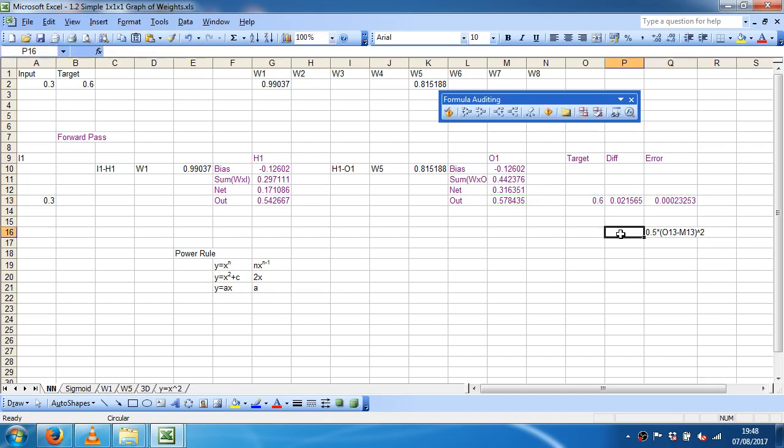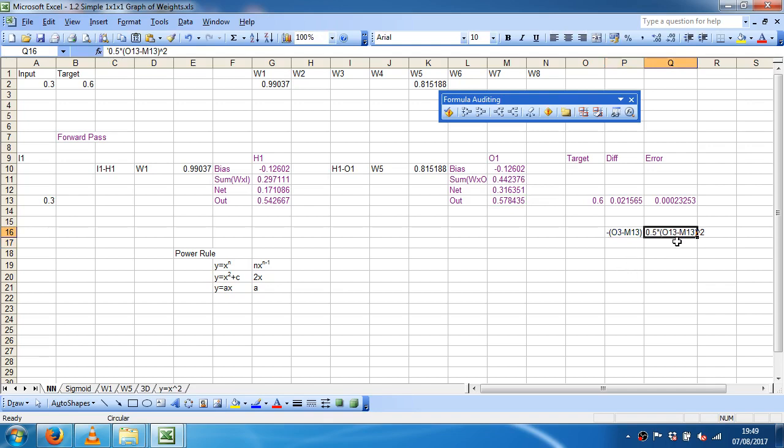So the derivative of that is basically minus O13 minus M13. Okay, so that's relatively simple.